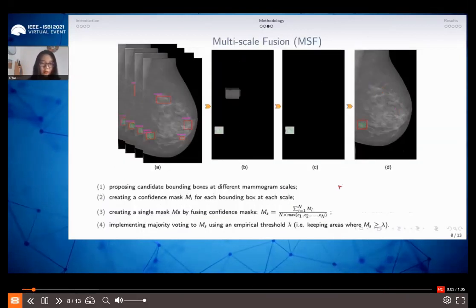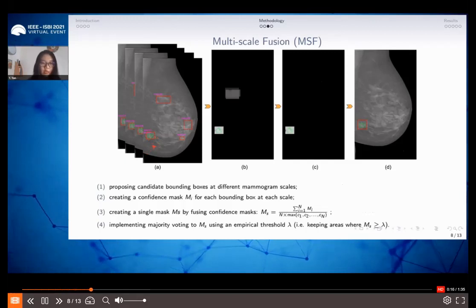Particularly, I will explain how the multi-scale fusion strategy works. First, detections are carried out at different mammogram scales. For each bounding box, we create a confidence mask MI where the value of the box area is the corresponding confidence score. Then, a single confidence mask MS will be created by fusing all confidence masks obtained at each prediction scale. The fusion operation is firstly to sum, then to normalize.